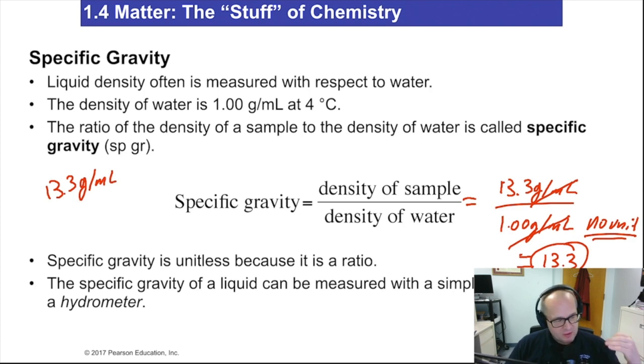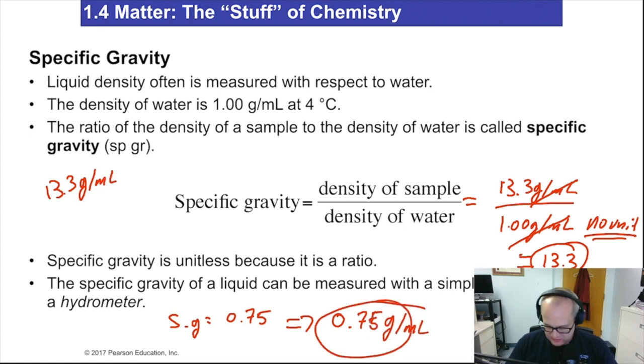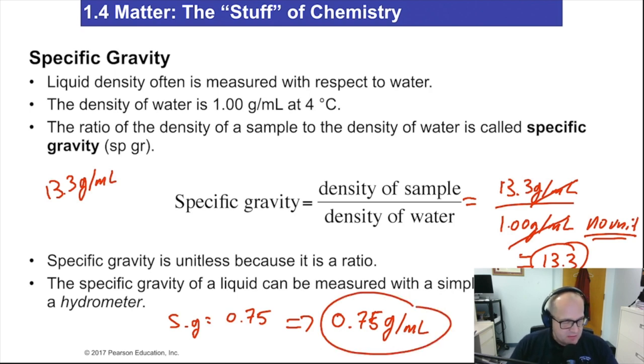Now, generally speaking, if you're given a specific gravity, say you have an object with a specific gravity equals 0.75, you can simply say 0.75 grams per milliliter. You can just put the units back in because essentially, it's divided by the density of water. So the units simply just cancel. That's simply what a specific gravity is.